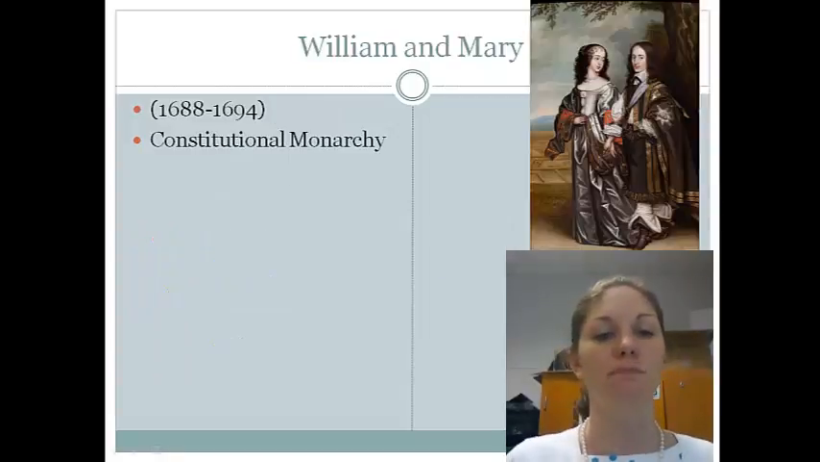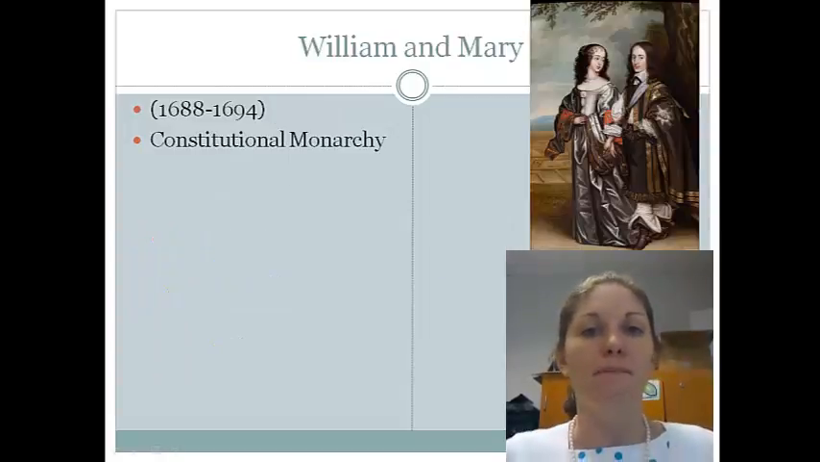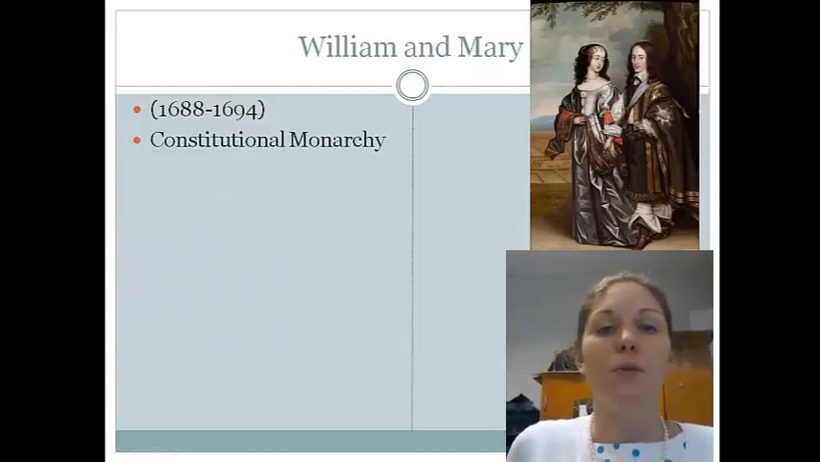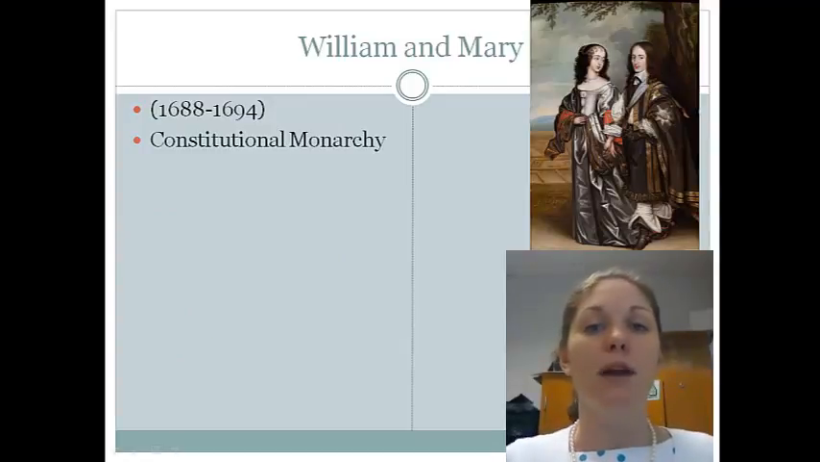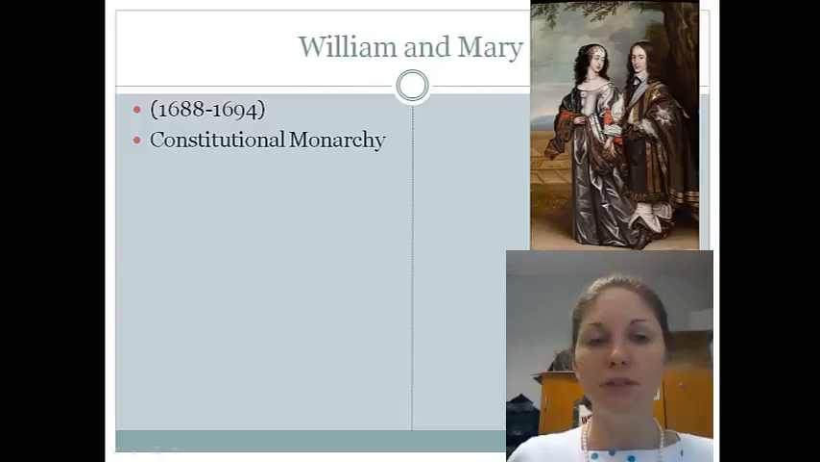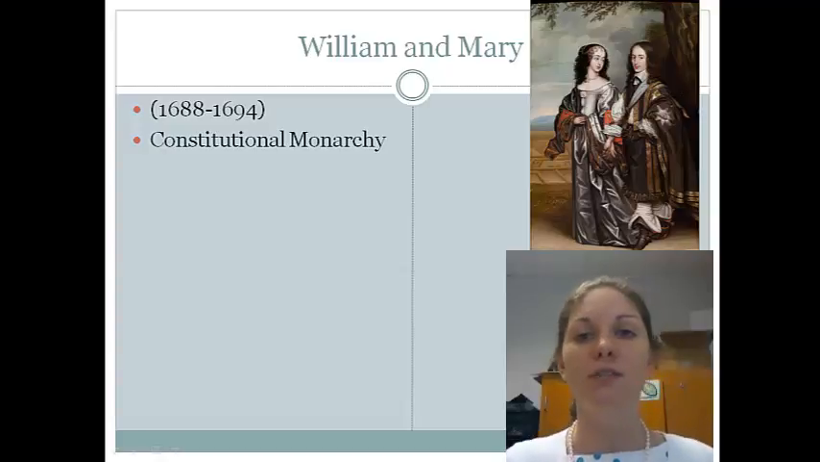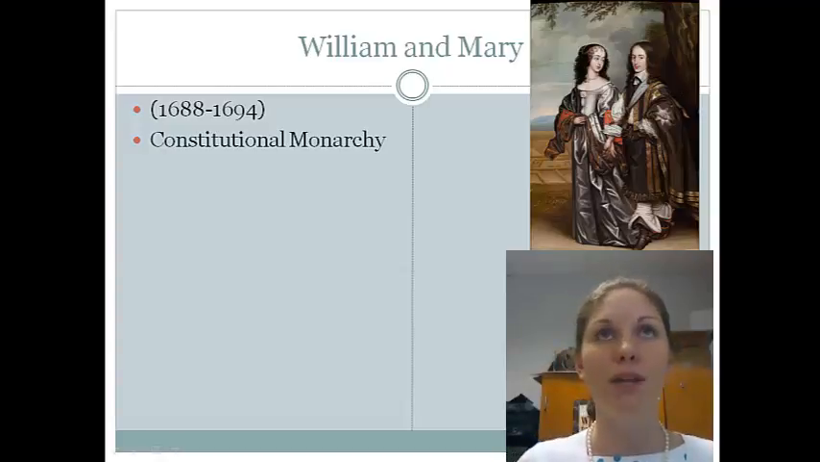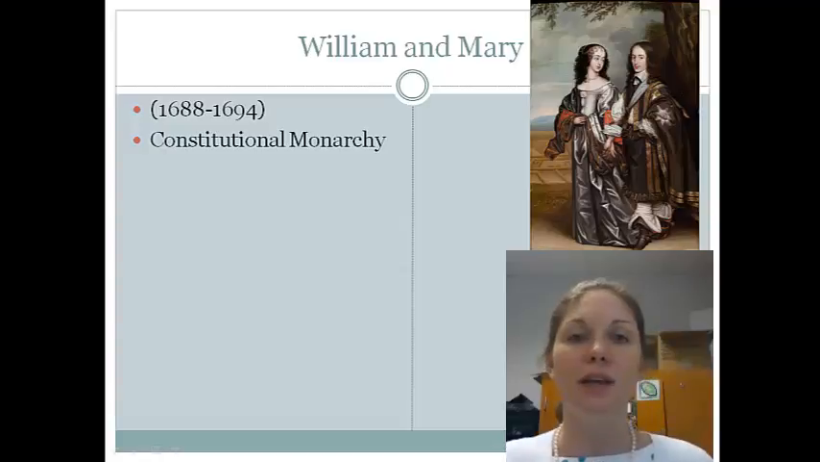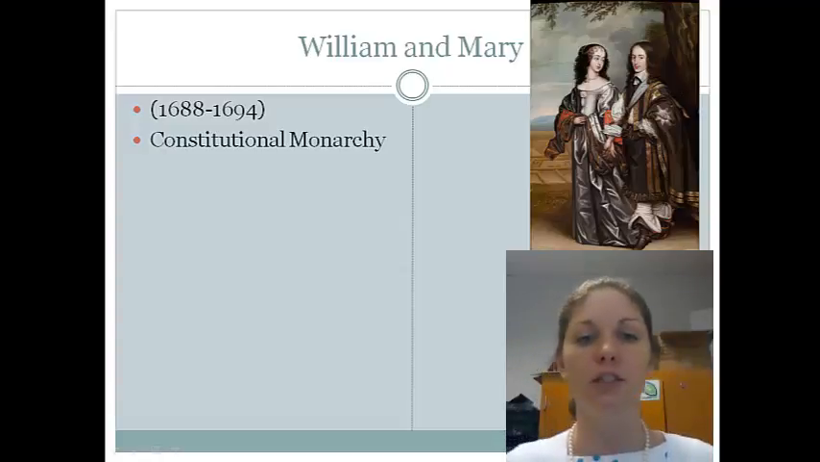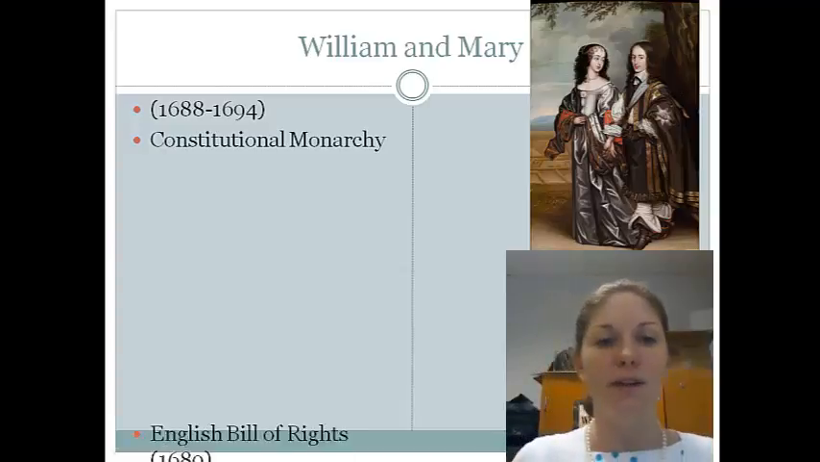So what does England look like under William and Mary? So William and Mary take control from her father in the Glorious Revolution, and they institute a constitutional monarchy in England. This means that there is a monarchy still. They're the head of the government in England, but there are limits on their powers. That's what a constitutional monarchy is, a monarch with limits on their powers.